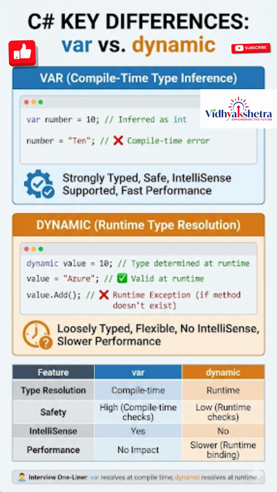Performance-wise, the difference is clear. var uses compile time binding, so it's fast. Dynamic uses runtime binding, which adds overhead. That's why dynamic should be used only when absolutely necessary.